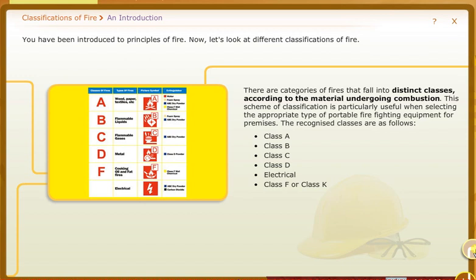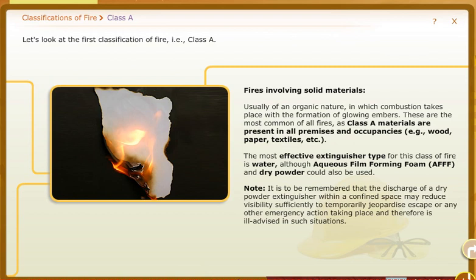The recognized classes are as follows. Class A, Class B, Class C, Class D, Electrical, Class F or Class K. Let's look at the first classification of fire, that is, Class A.